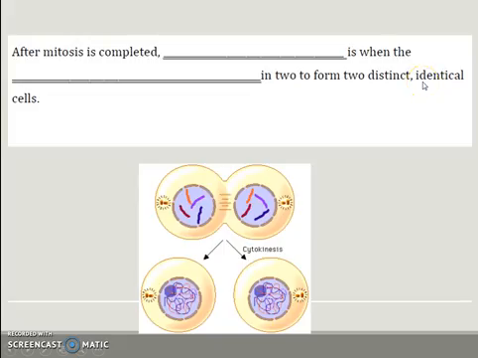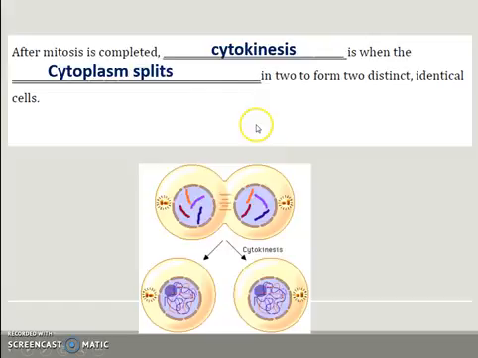All right, after mitosis is completed, cytokinesis occurs. This is when cytoplasm splits in two to form two distinct identical cells. So after telophase, you have this phase called cytokinesis.